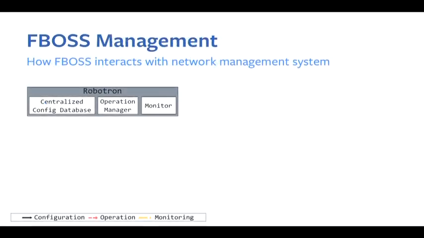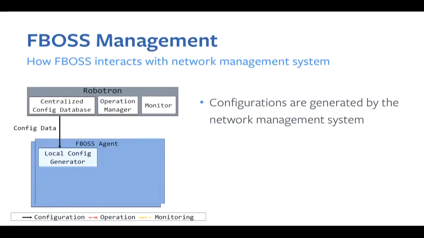Now I'll briefly talk about how FBOSS interacts with our central network management system called Robotron. Robotron acts as a centralized configuration database, a network operation manager, and a monitor. FBOSS integrates nicely with Robotron.